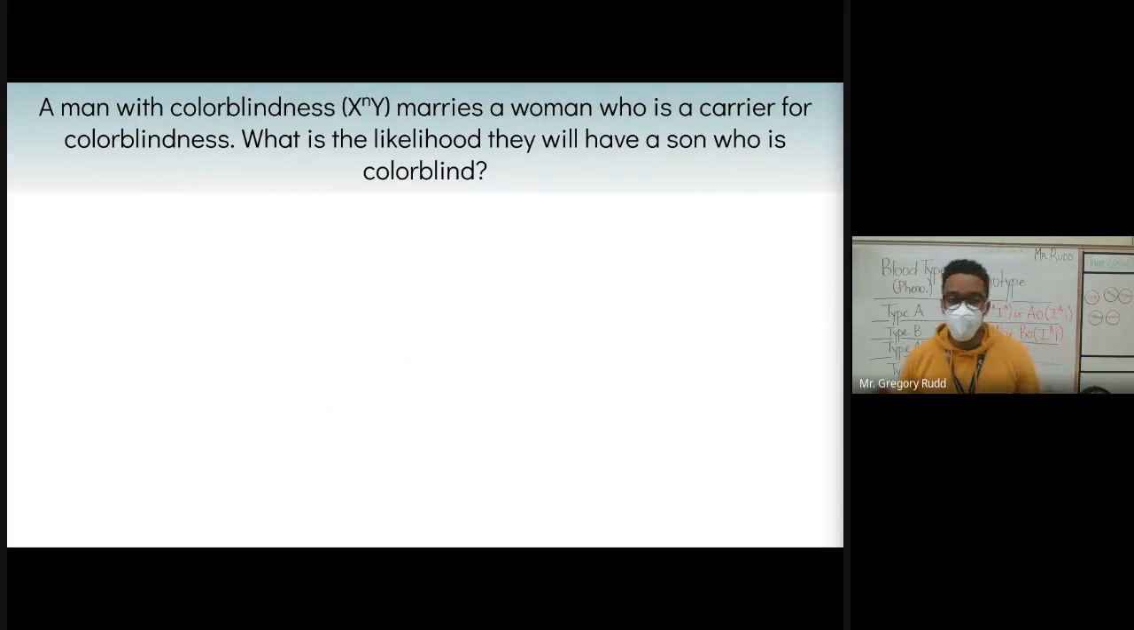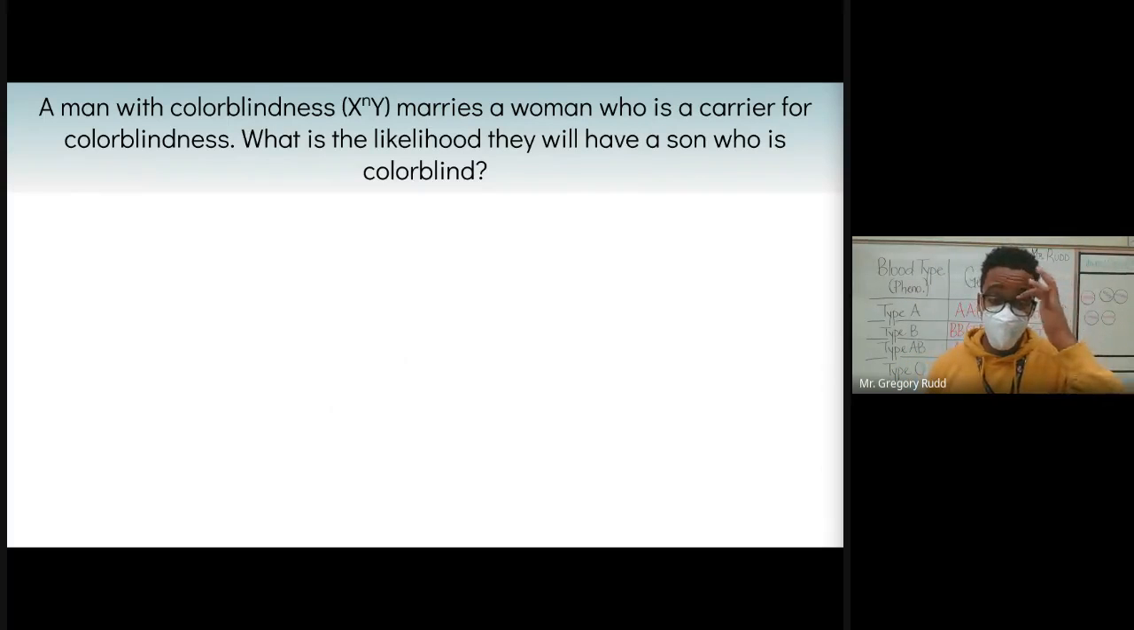Color blindness is a sex-linked recessive trait, believe it or not. So a man with color blindness, and we can see his genotype there, X lowercase n y, marries a woman who is a carrier for color blindness. What is the likelihood that they will have a son who is colorblind? We're looking specifically for a colorblind male offspring. Okay. We need to make a key first.